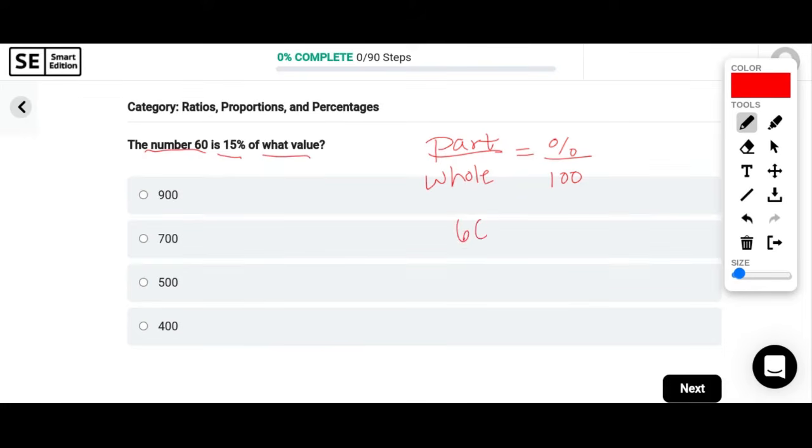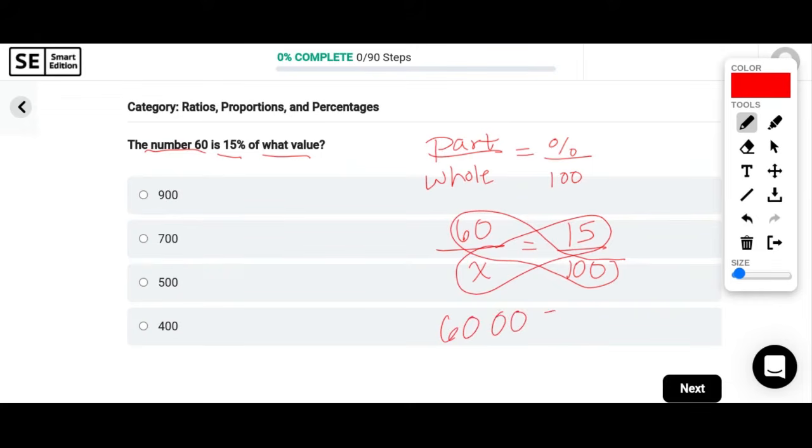So 60 in this case is our part, and our whole is what we don't know. It's what we want to try to solve. So I'm just going to call it x. Our percent is 15, and that's over 100. So here's another example where we can just go through and cross multiply.